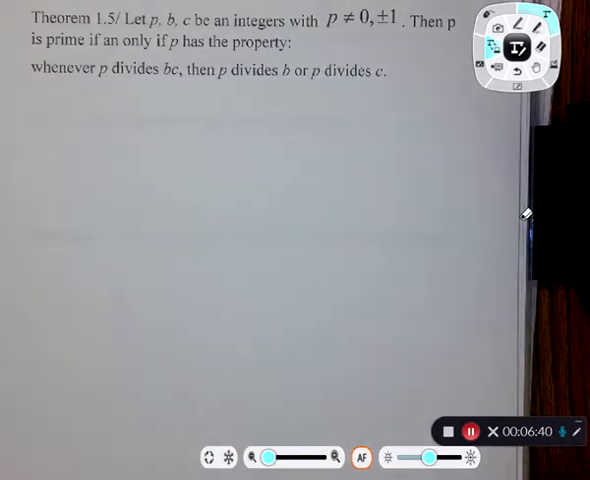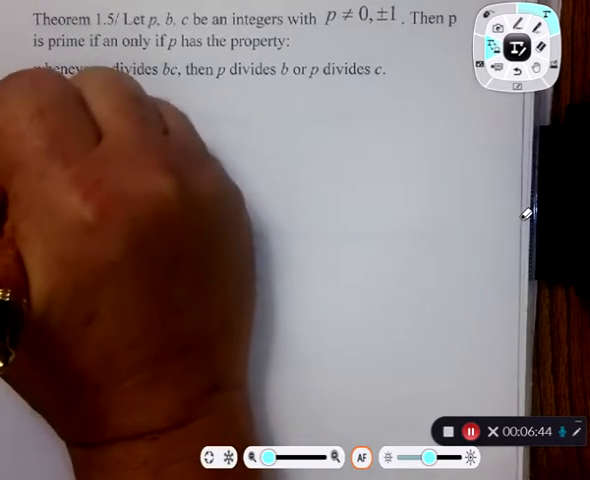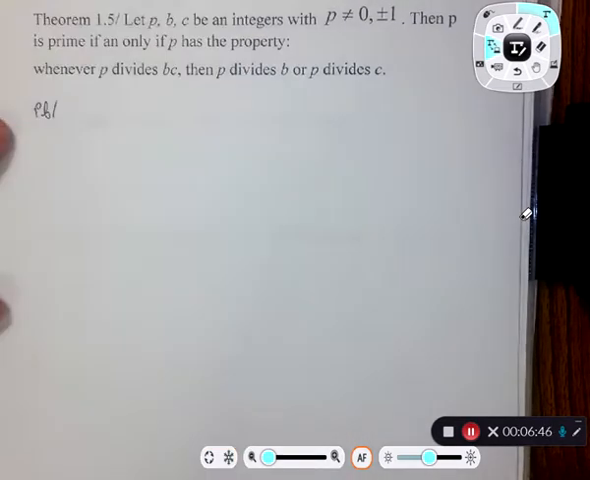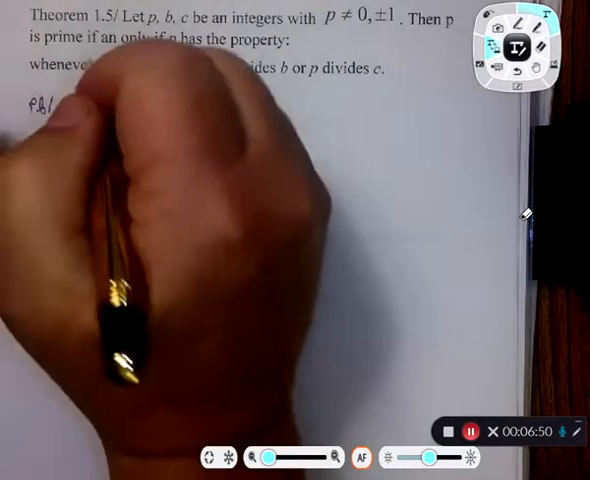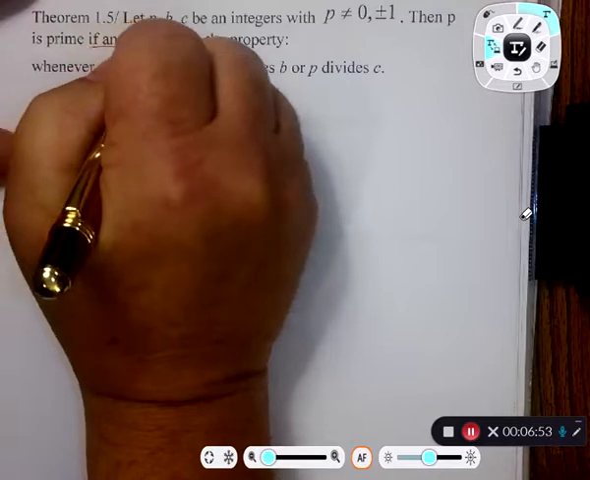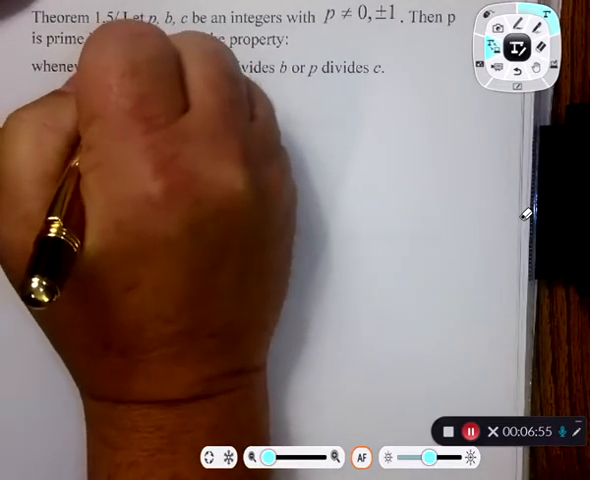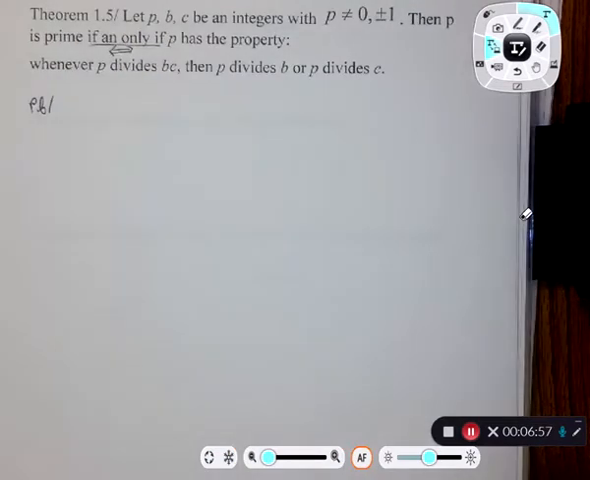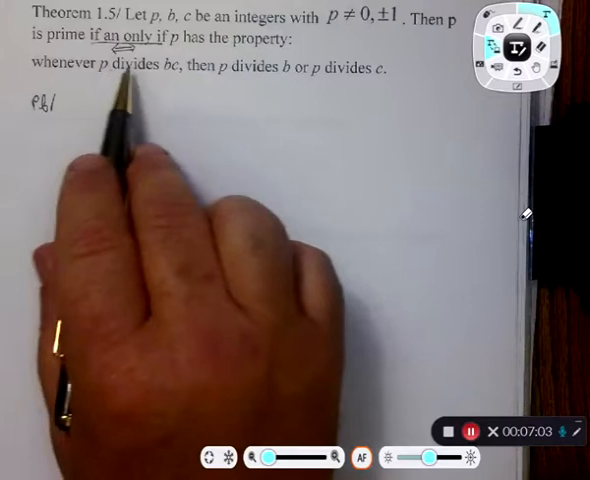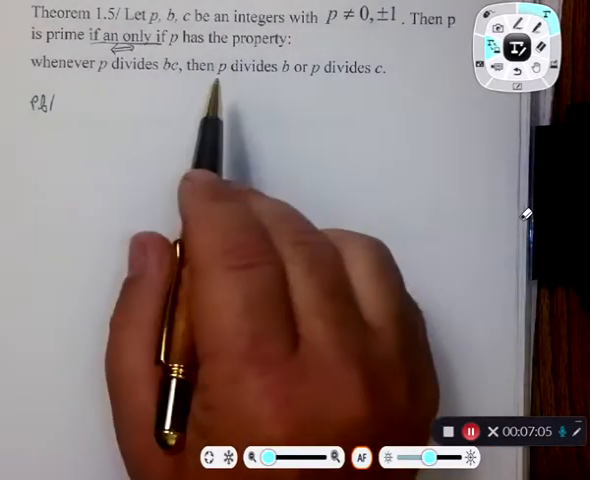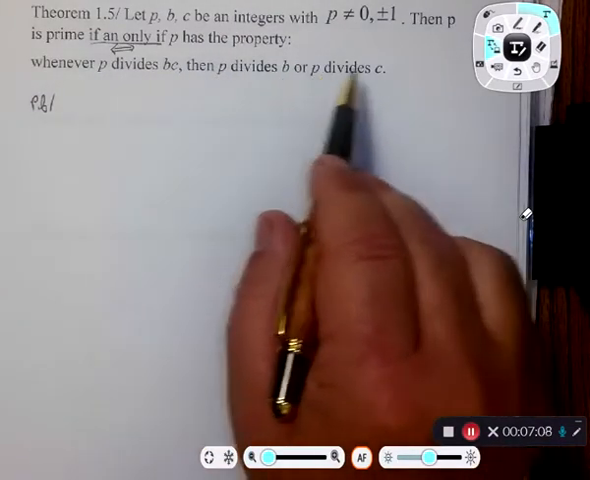So with this one, I'm going to actually prove this one for you guys. Now, this one's a little bit more elaborate proof, so this gets more into our proof skills and stuff. It is this idea of if and only if. This is a two-way street, double-sided implication here. So if P is prime, then you'll have the property that whenever P does divide a product, then automatically you'll get that P divides B or P divides C.